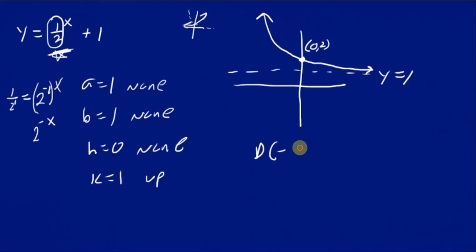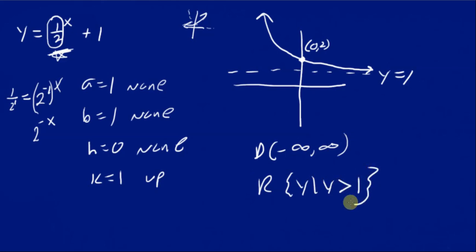So domain, negative infinity, positive infinity. Range, set of y's such that y is greater than 1. I'll change it up there and just do them a little differently.